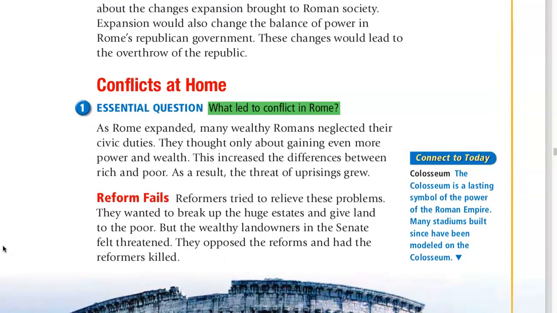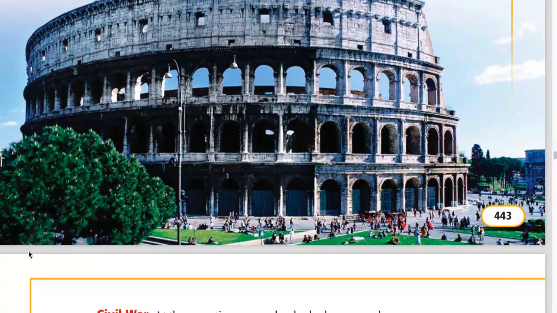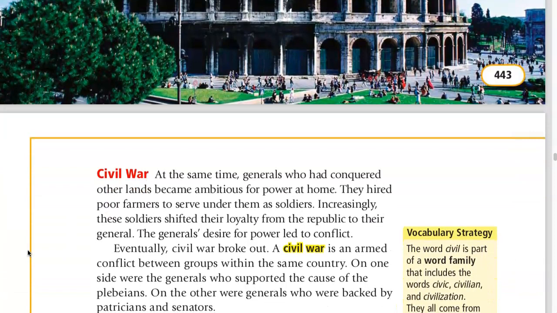Reform fails. Reformers tried to relieve these problems. They wanted to break up the huge estates and give land to the poor. Have we heard about that before? Solon, Cleisthenes. But the wealthy landowners in the Senate felt threatened. They opposed the reforms and had the reformers killed. Here is the Colosseum. That's a possible topic for your project.